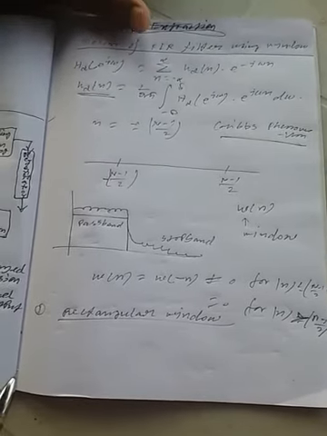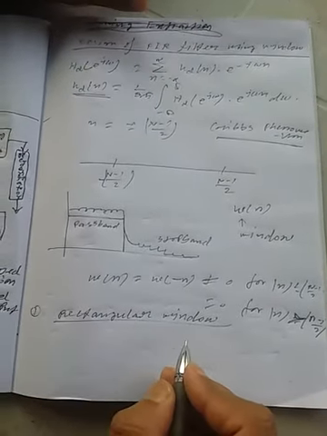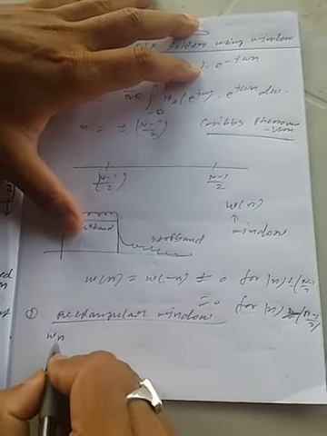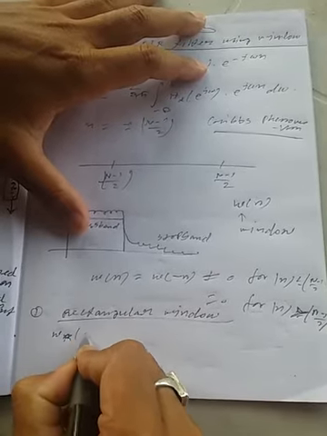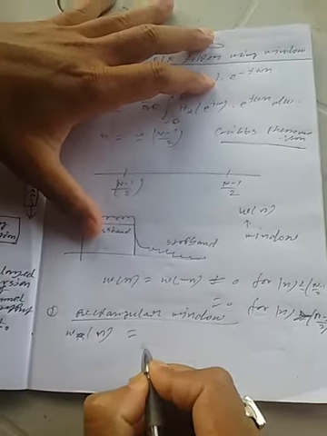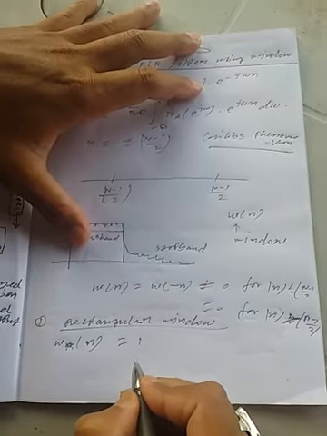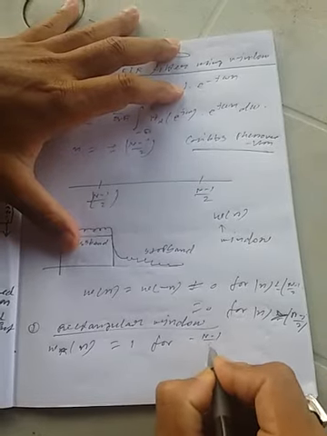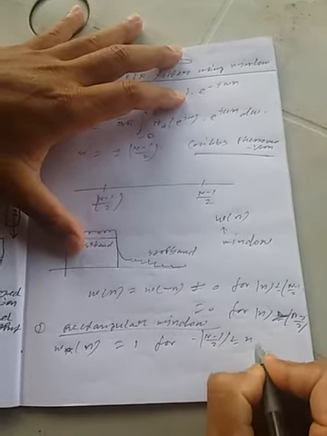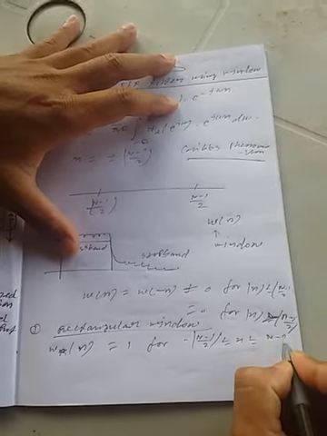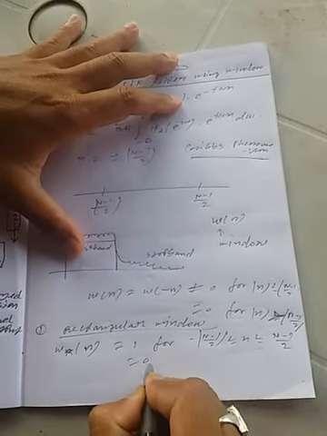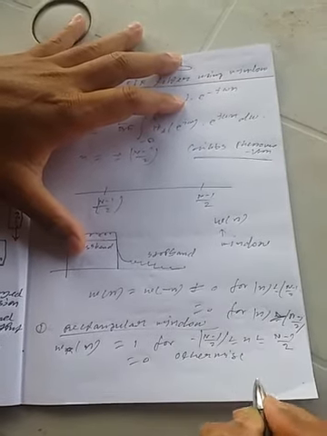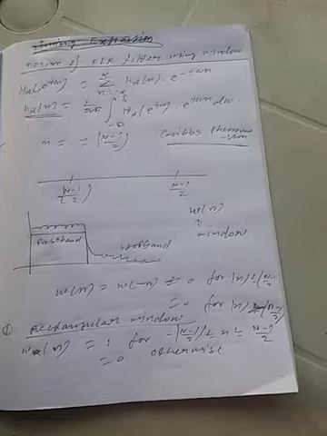So there are various kinds of window. One is the rectangular window. The mathematical expression of the rectangular window is omega r of n equal to 1 for minus (N minus 1) by 2 less than or equal to n less than or equal to (N minus 1) by 2, equal to 0 otherwise. So the rectangular window can be expressed by this expression.